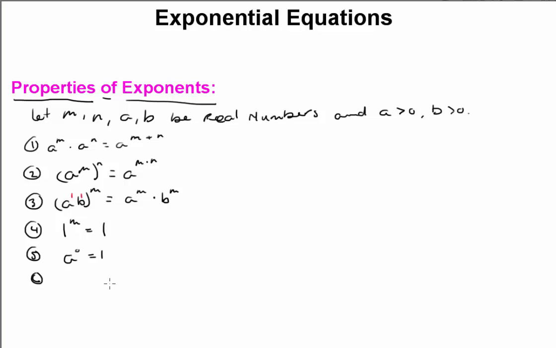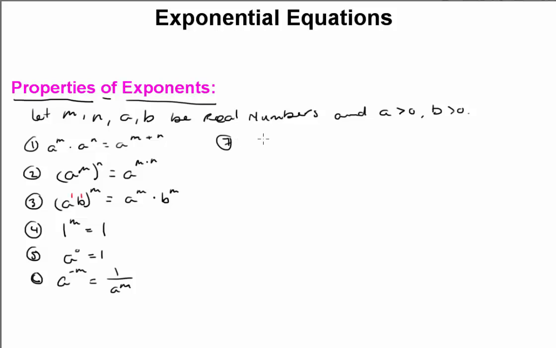Number 6, and this is probably one of the most important and somewhat the most challenging for most students to get, and that is a to the negative m exponent is really equal to 1 over a to the m. Okay, so this is really 1 over a to the m. You can think of this as the reciprocal of that one specific term, and when you do that, you then change it to positive.